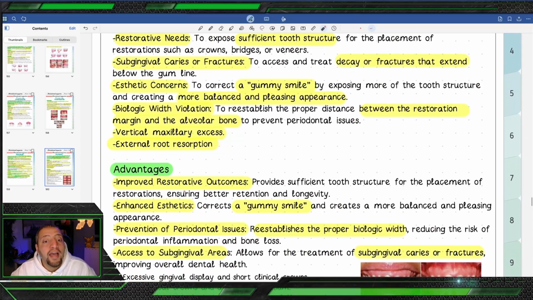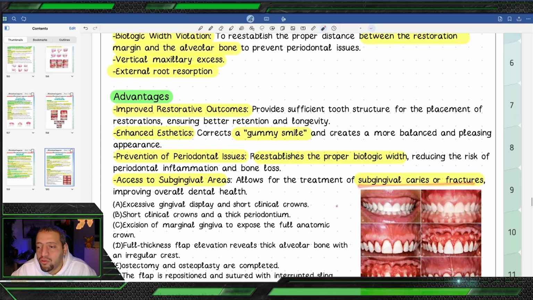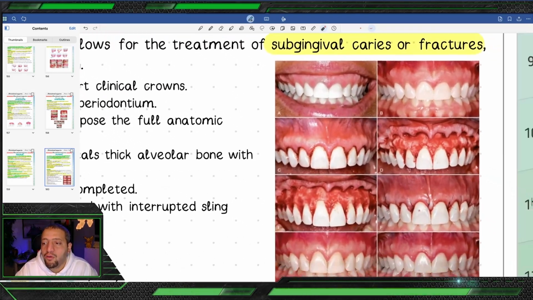Advantages: improved restorative outcome because you are keeping the biological width. Enhanced aesthetics because you're getting rid of the gummy smile. Prevention of periodontal disease because you establish the proper biological width. And access to the subgingival area to treat subgingival caries or fracture. So this is how we start.